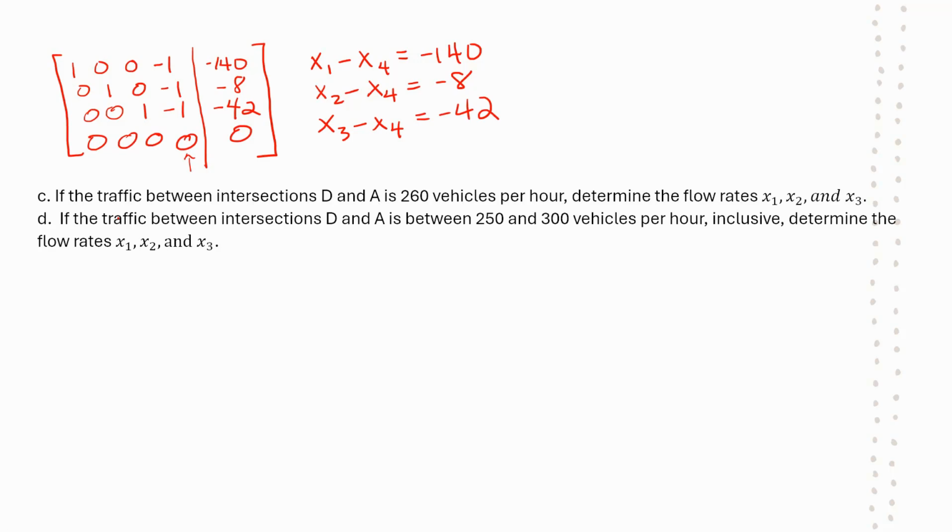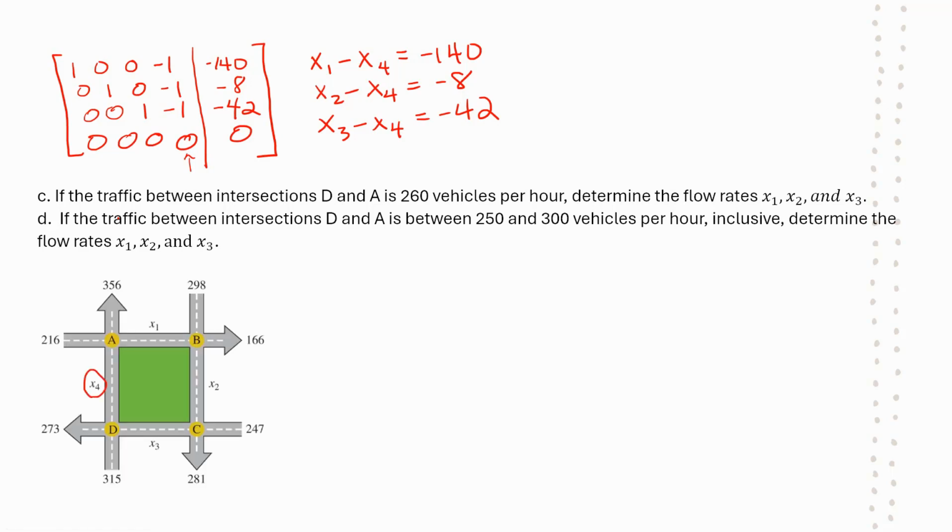So in part C, it says if the traffic between intersections D and A is 260 vehicles per hour, determine the flow rates x sub 1, x sub 2, and x sub 3. So the flow rate between intersections D and A is your x sub 4 right here. So it's saying if we put that in for x sub 4, what will we have for x sub 1, x sub 2, and x sub 3? So for the first equation, you've got x1 minus 260 equals negative 140, which means that x1 is equal to negative 140 plus 260, which is 120.